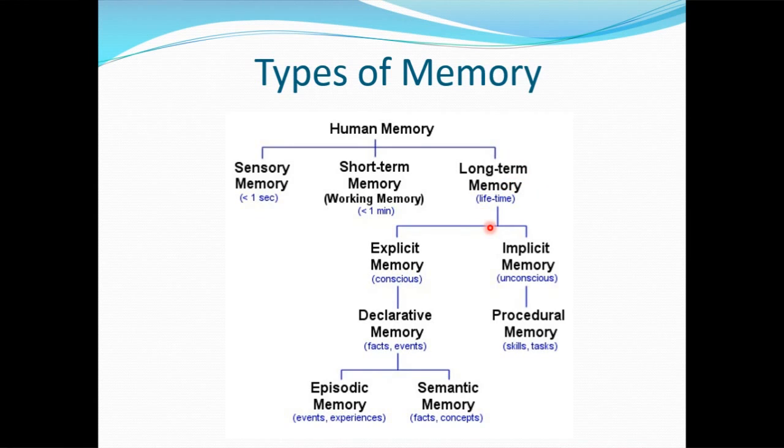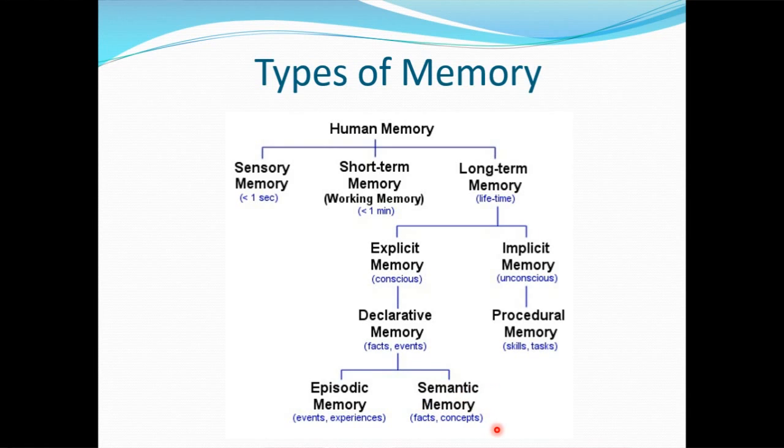And of the different types of long-term memory, you get explicit memory, which is conscious, and implicit memory, which is unconscious. Of your explicit memory, you get declarative memory for facts and events, and they are divided into episodic memory, which has to do with personal things, personal events and experiences in your life. I always think of episodic memory like an episode of a soapie. It's personal. You remember the episode of when your best friend got married. You remember the episode of your 21st birthday. Okay. Episodic memory, it's personal experiences.